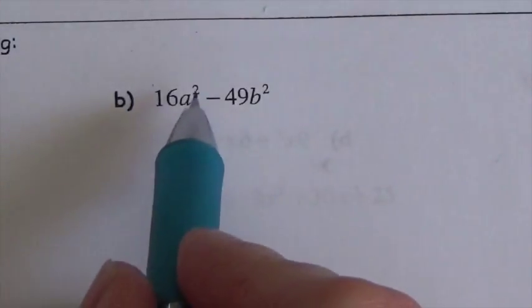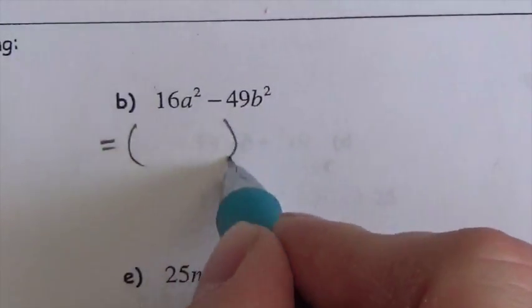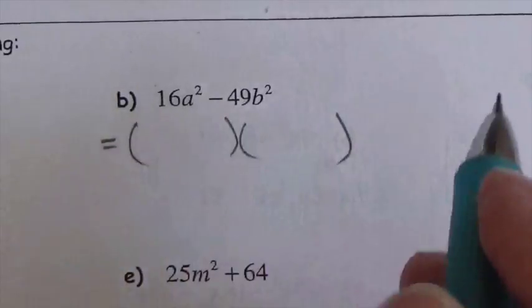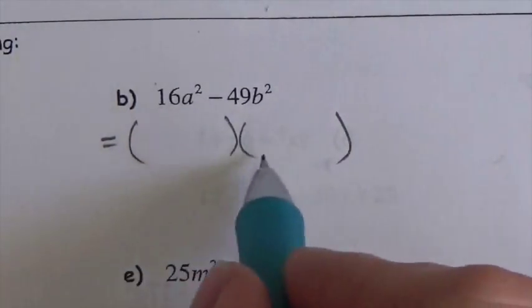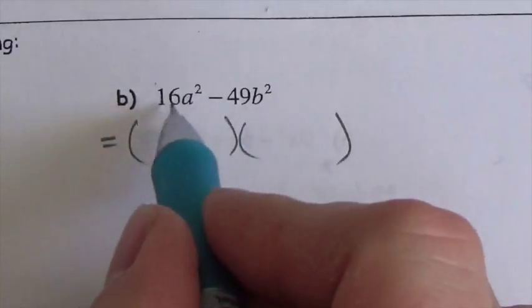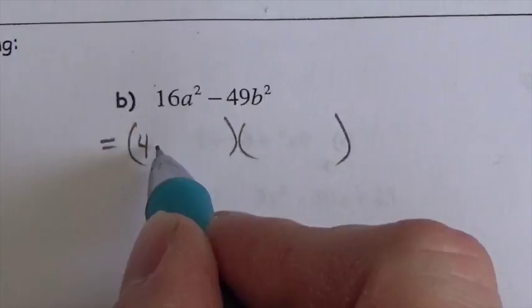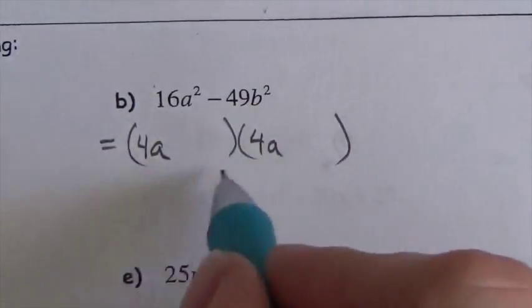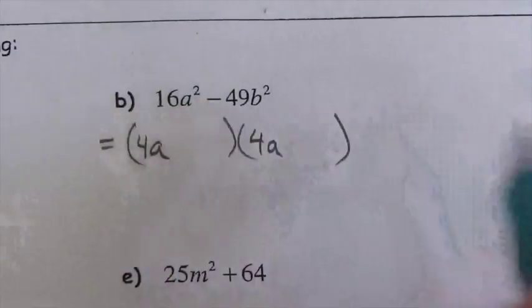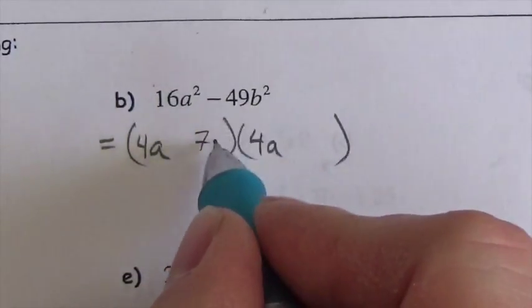Okay, 16a squared minus 49b squared. It doesn't matter to me how complicated those terms get as long as I recognize that those are both perfect squares. So I'm going to break this into two binomials. The square root of 16a squared, well, the square root of 16 is 4. The square root of a squared is a. So I'm going to start with 4a in both of those. The square root of 49b squared, well, the square root of 49 is 7. The square root of b squared is b.